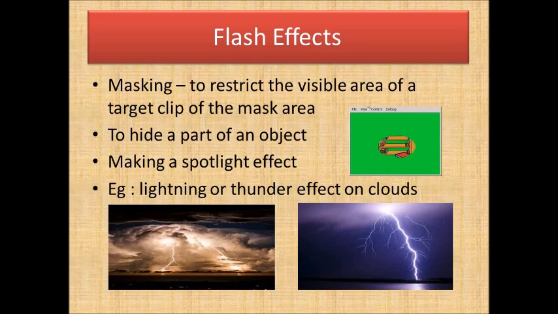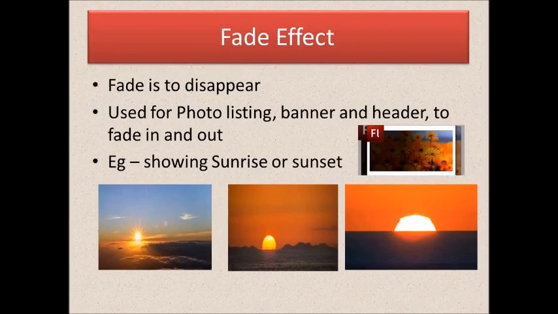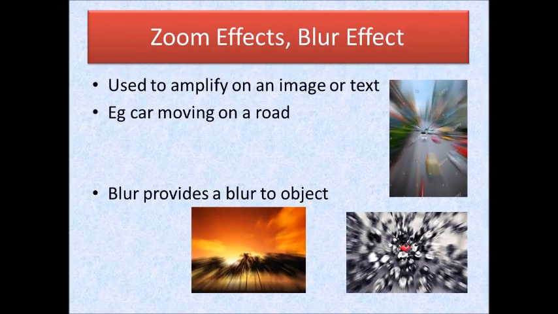The next effect is the fade effect. You can make a fade effect by making it disappear. You can use this effect for photo listing, flash, banner and header, and to fade them in or out or both. For example, to show the sunrise or the sunset. The next effect is the zoom, which is used to amplify an image or text. For example, a car moving on the road.